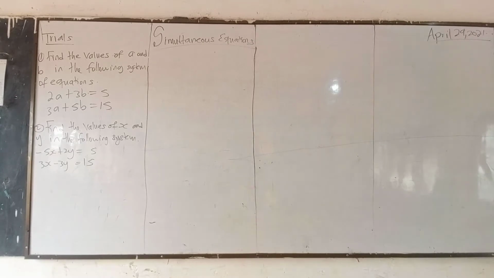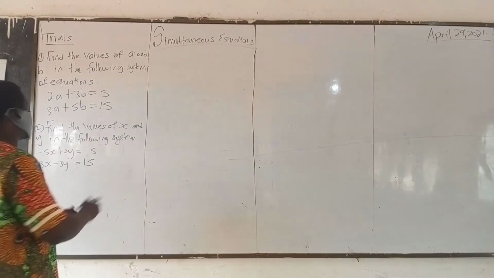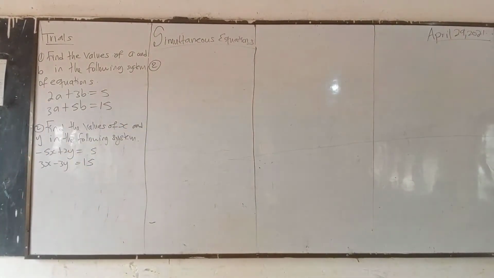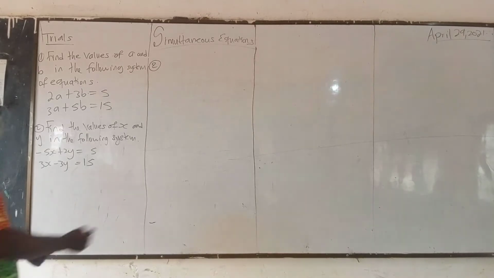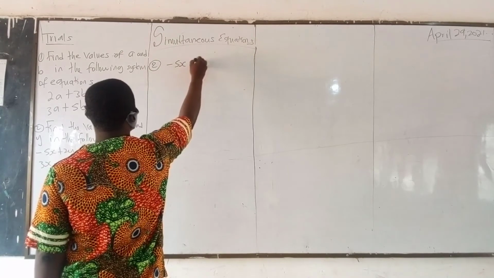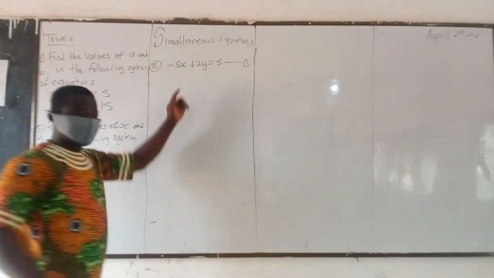Now, let us go to example 2. They said find the values of x and y in the following system. Negative 5x plus 2y is equal to 5, right? And 3x minus 3y is equal to 15. So I write negative 5x plus 2y equals 5, and call this equation 1.